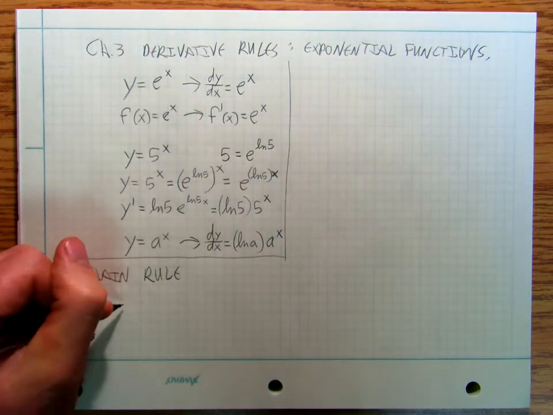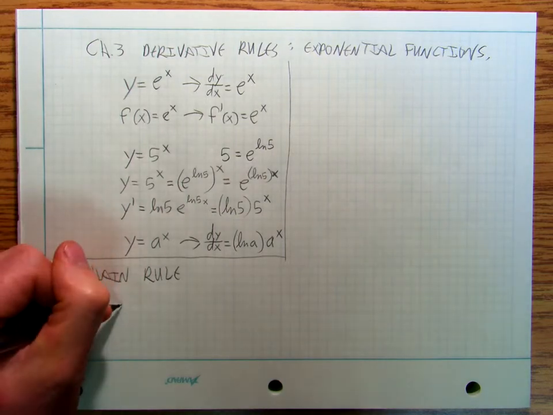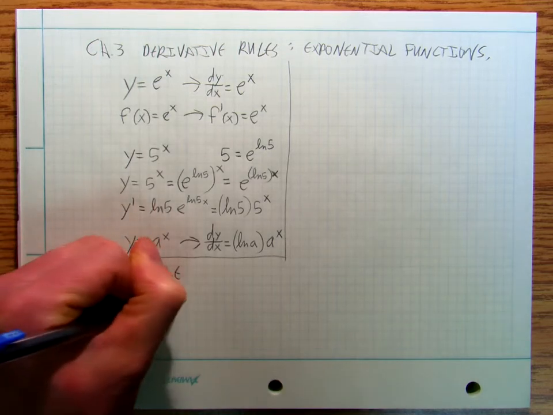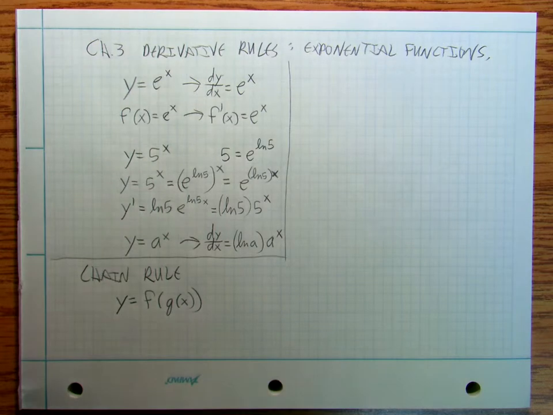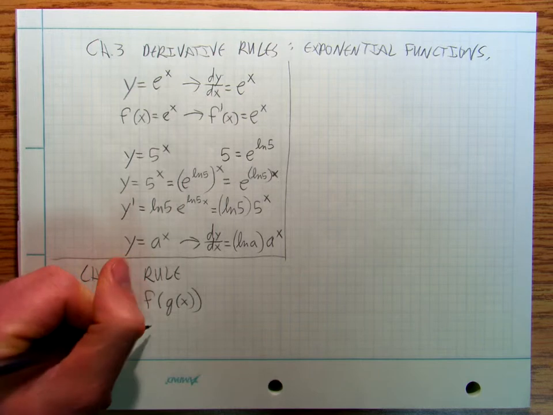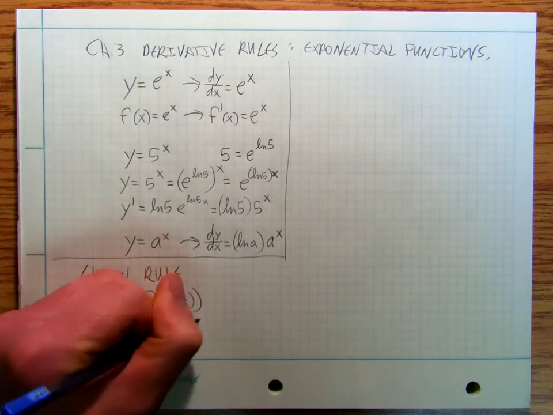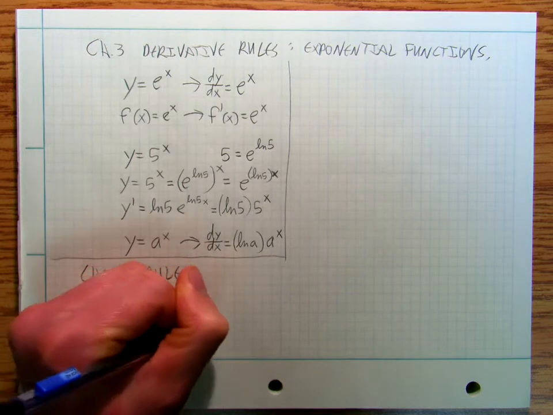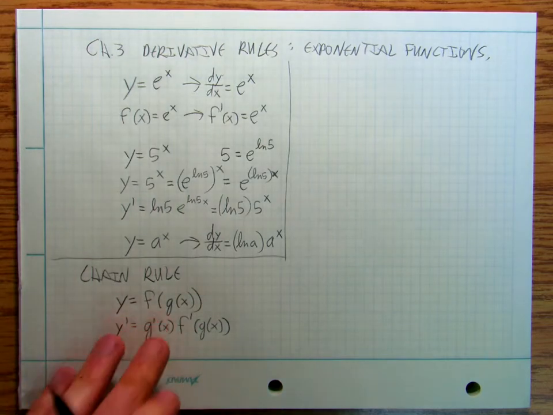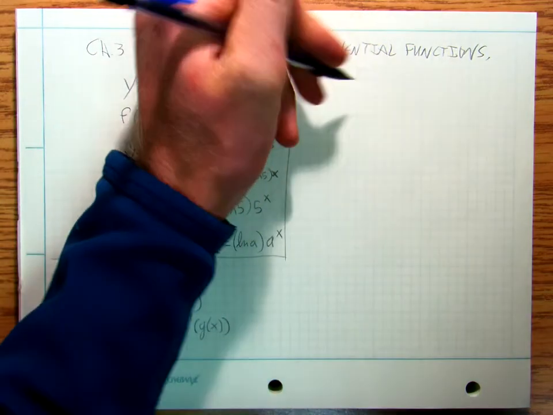Okay, so how am I going to write this out? I'm going to say that if y equals f of g of x, then y prime is equal to g prime of x times f prime of g of x. That's a lot of theory in there, and I want to give you some examples. Practical. This is all about practical.